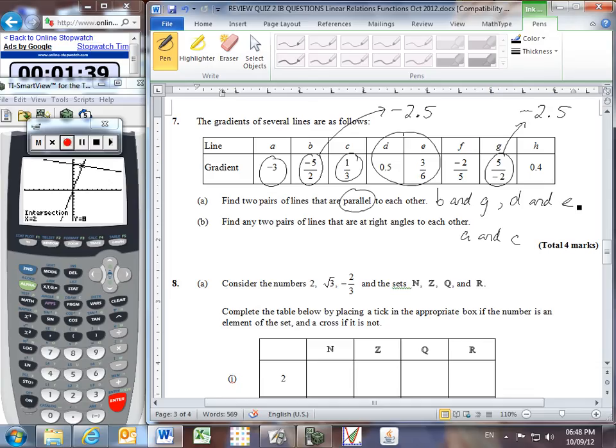And I can also see that 0.4, if we wrote this as a fraction, would be 2 over 5. That's the negative reciprocal of G. So we could say that G and H is another example of a pair of lines that are perpendicular because they're negative reciprocals. Or you could even say B and H would be another pair that are perpendicular because they are negative reciprocals of one another.